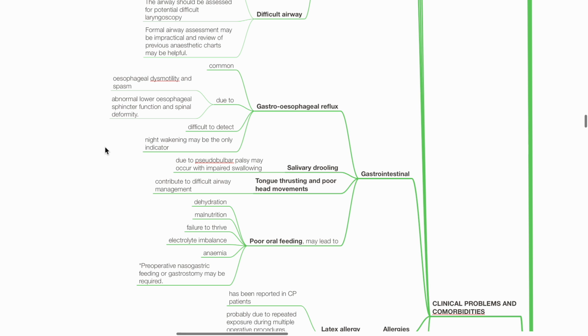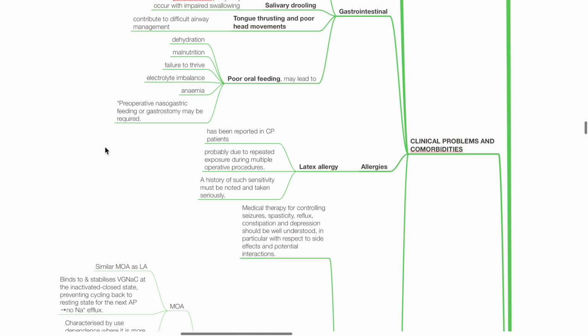Poor oral feeding may lead to dehydration, malnutrition, failure to thrive, electrolyte imbalances, anemia, and poor immunity. Pre-op nasogastric feeding or gastrostomy may be required. Latex allergy has been reported in CP patients, probably due to multiple exposures during multiple operations. A history of latex allergy must be noted and managed accordingly.